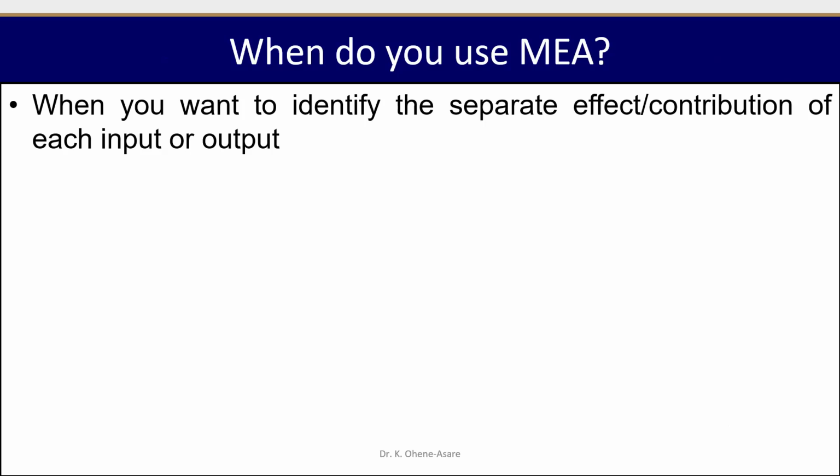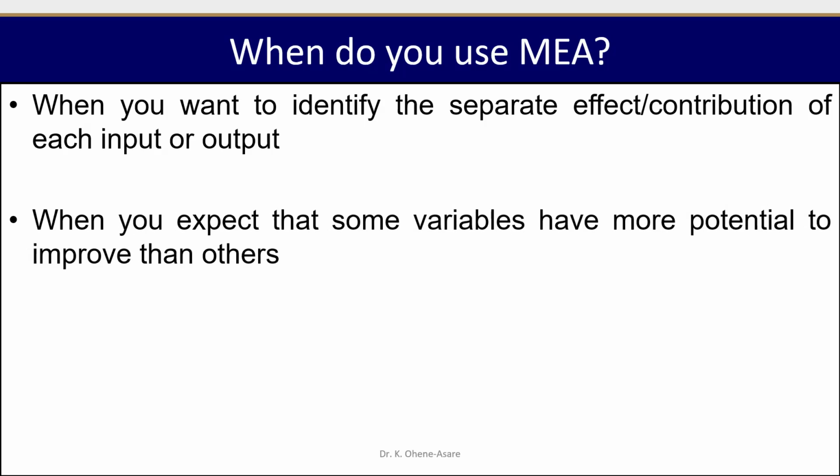If you want to know the variables' contributions respectively, you use the MEA. That's it. When you also expect that some of the variables have got more capacity to improve than others. For example, do you think that they all have equal capacity to improve? When you believe that some variables are not just there, they are key. For example, you need that CEO. You need the board of directors. You can't joke with it. If you believe that some variables are necessary, you use MEA.